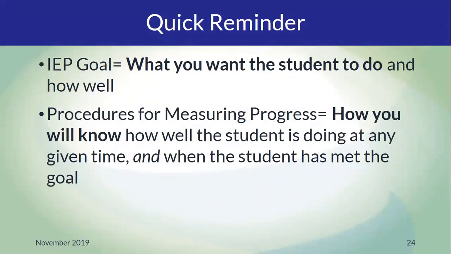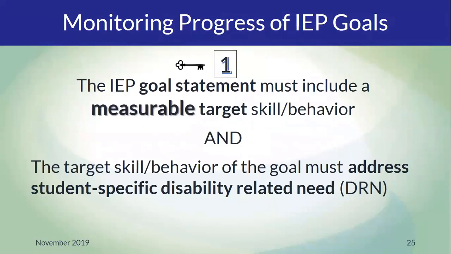So just a quick reminder, this is a restatement of what we have been saying in a little bit more user-friendly words. IEP goal is what you want the student to do and how well. The procedures for measuring progress are how you are going to know how well the student is doing at any given time. And it'll also let you know when the student has met the goal. Again, the main idea here is the foundation for progress monitoring is found within the IEP goal. So now on to the 3 keys that we want to talk to you about today.